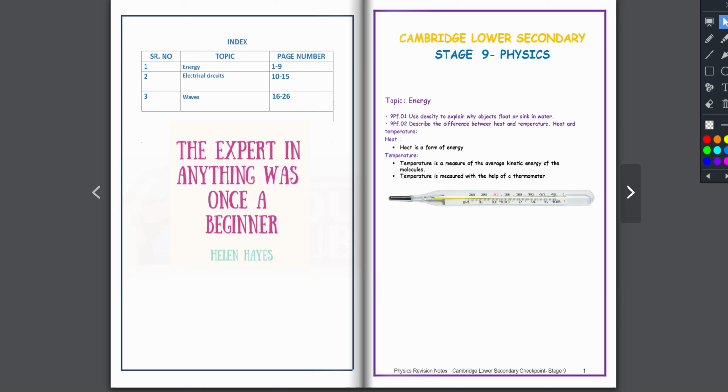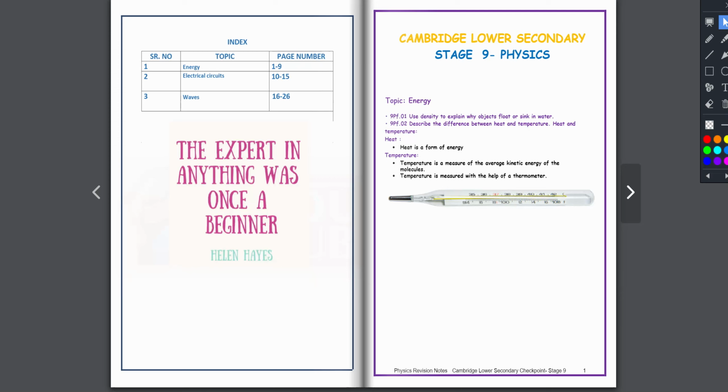Another example you can think of is you take an ice cube on your palm and you see it is melting. So why is the ice cube melting? The ice cube is melting because it is absorbing heat from your palm, because your palm is at a higher temperature as compared to the ice cube. Because the heat is flowing from your palm, the ice cube is melting. So this is an example of the flow of heat energy from hotter objects to colder objects.